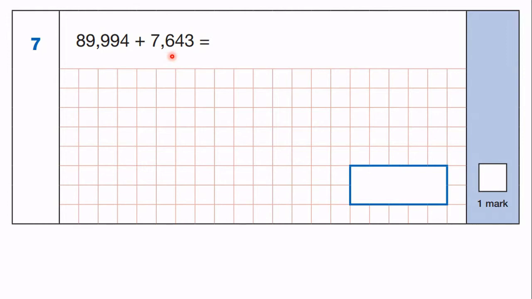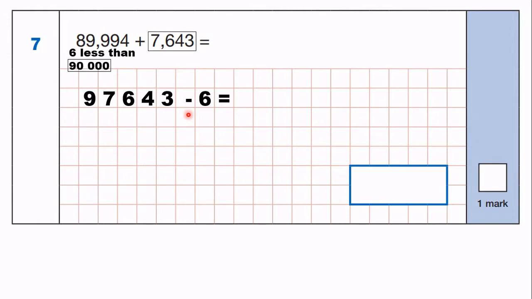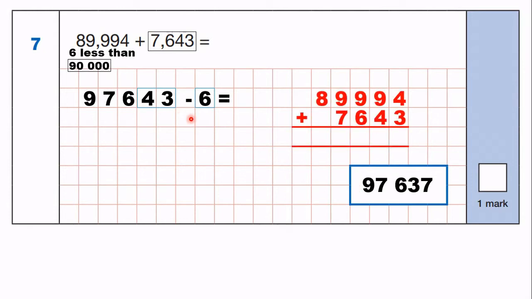89,994 plus 7,643. Now it doesn't look like it at first, but it's possible to solve this question mentally if we notice that 89,994 is 6 less than 90,000. So if we add 7,643 to 90,000, we get 97,643. But that's 6 too many, because this first number in our question is 6 less than what we added. So we need to adjust by subtracting 6. We can do this mentally, because 43 take away 6 is 37. So our answer is 96,637.